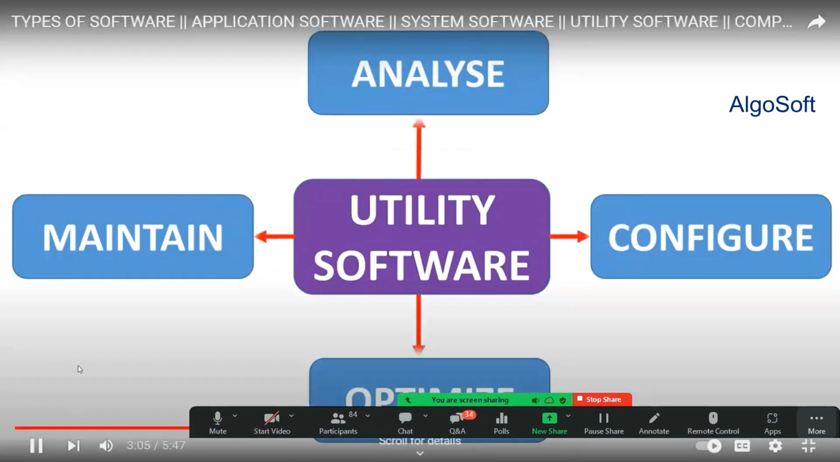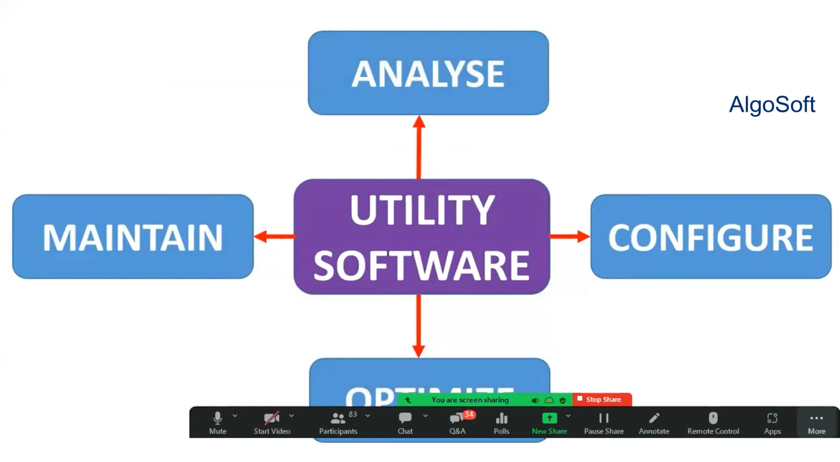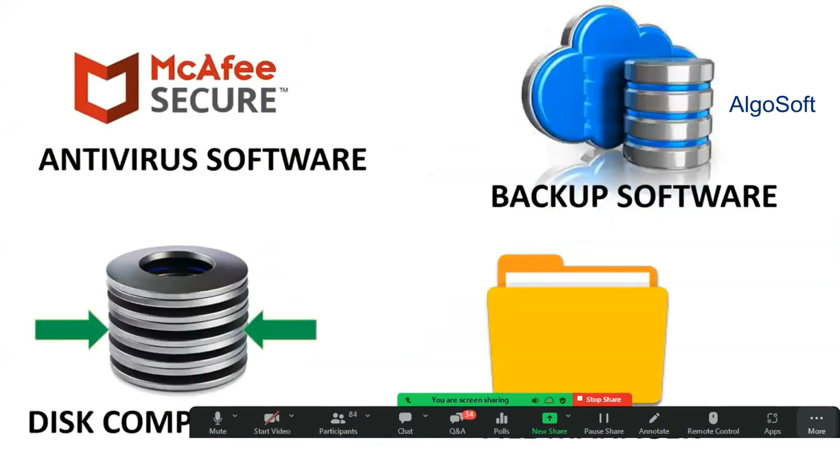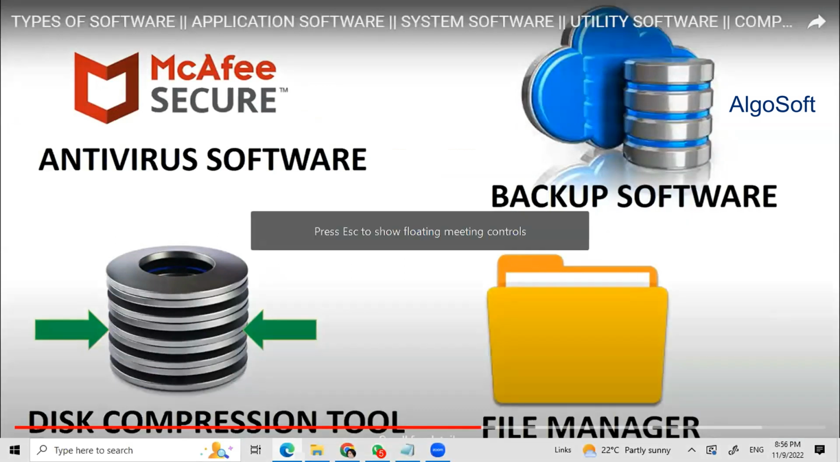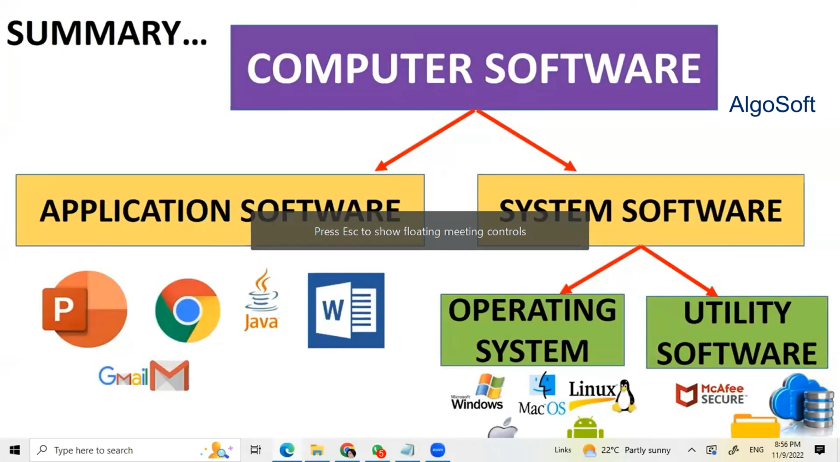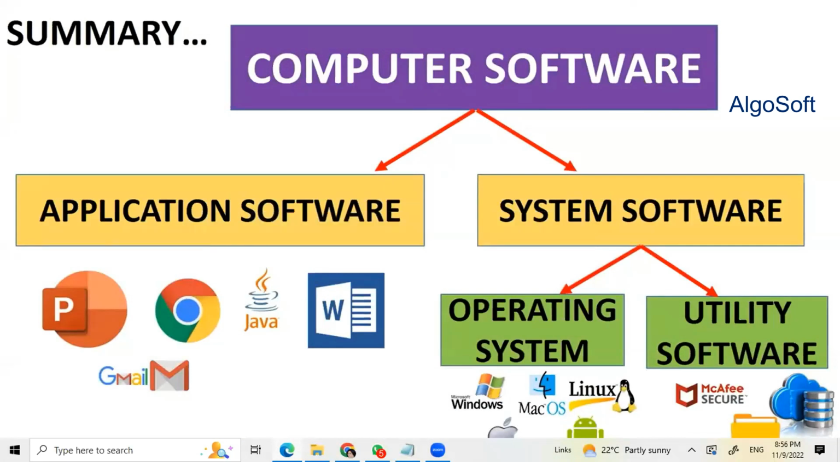Utility software is a software used to analyze, configure, optimize and maintain the computer. Examples of utility software are antivirus software, backup software, disk compression tool, file manager. Now, let's see the summary of what we have learned. Computer software is a set of instruction that guides the computer hardware. Computer software is divided into application software and system software. Application software are programs that help the user perform specific tasks. System software is a set of program that controls the computer hardware. System software provides the platform for running the application software. System software are divided into operating system software and utility software.